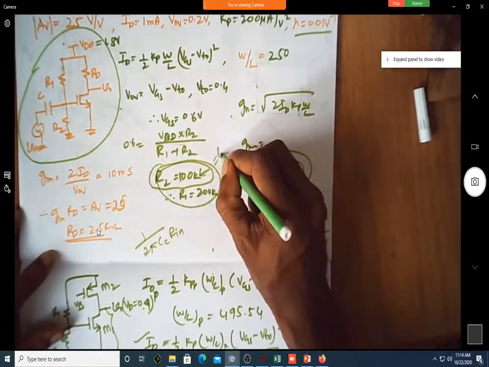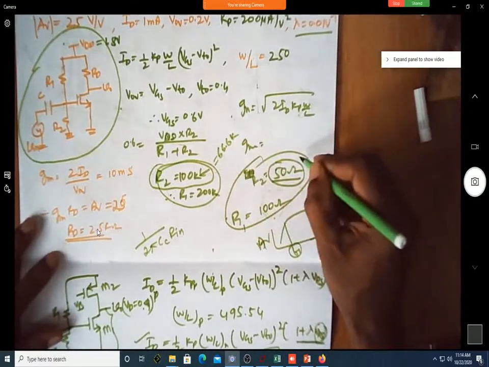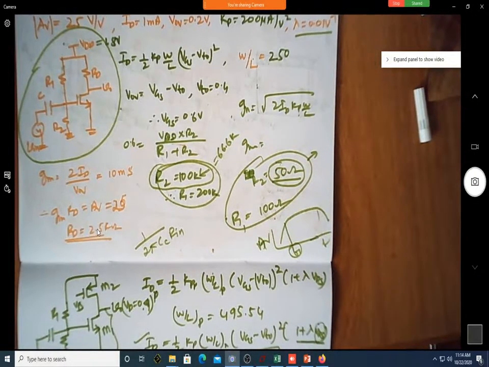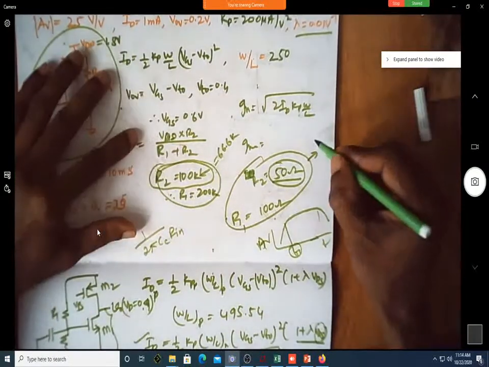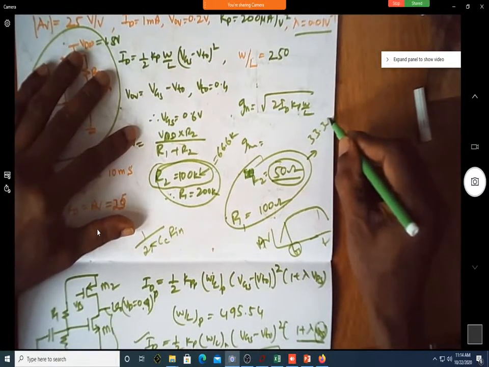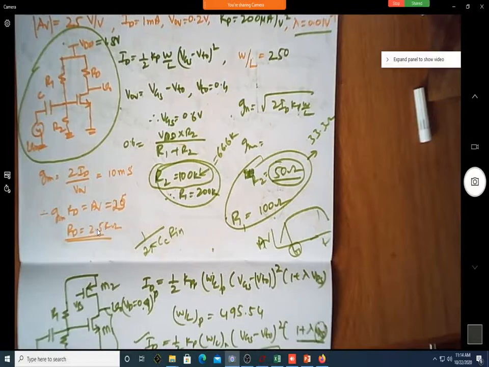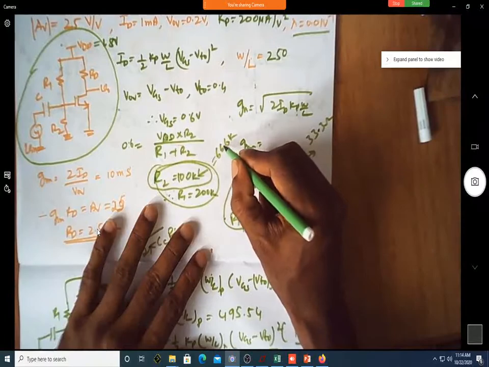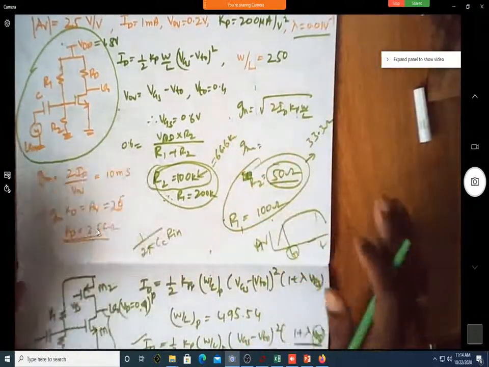Here it will be 66.6 kilo ohm. Here it will be, how much is that? 100 in parallel with 50. It will be around 33.33 ohm. Correct? Yes, sir, 33.33 ohm. This is 66.6 kilo ohm.